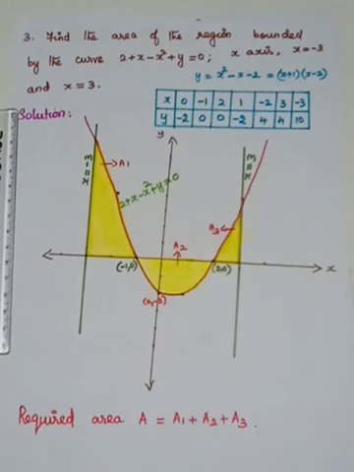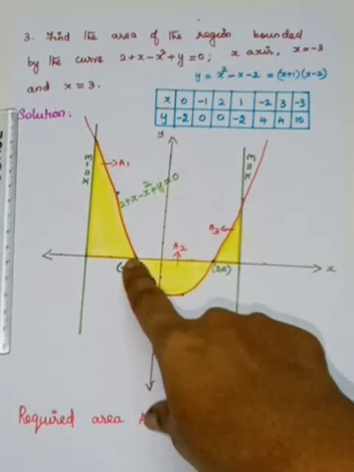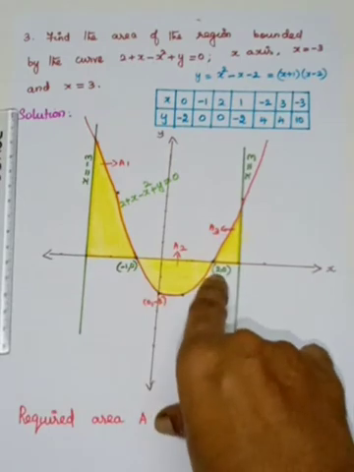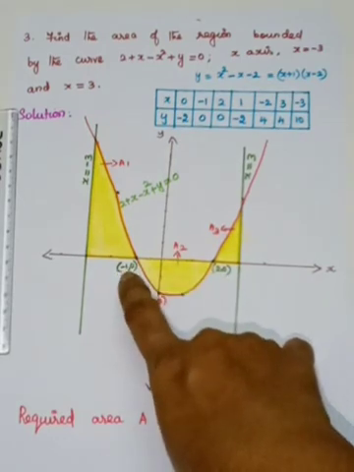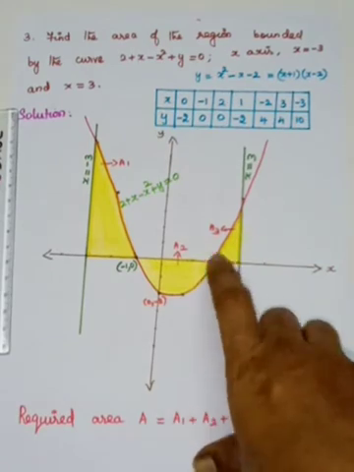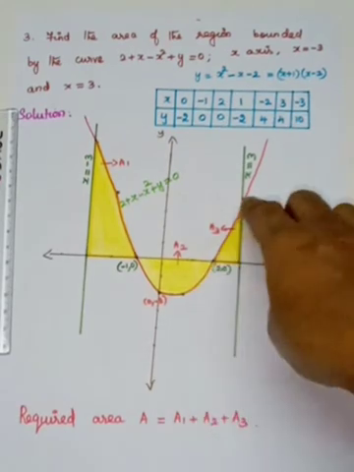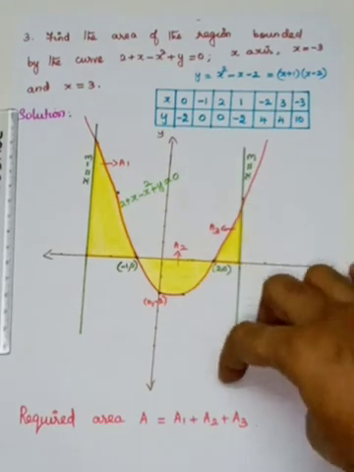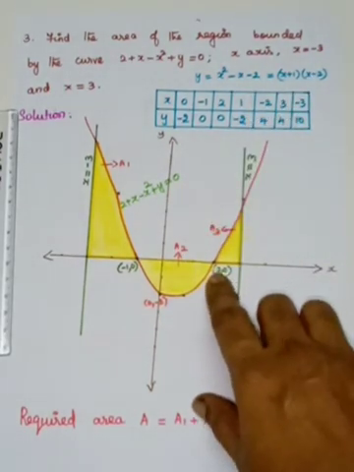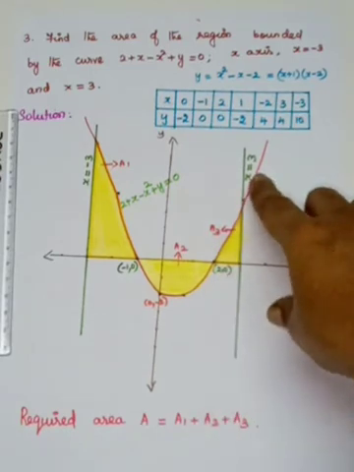And for A2, you see the limit. So from here to here. Here your x value is minus 1. Here your x value is 2. So for A2, the limit is minus 1 to 2. Okay. And for A3, it is from 2 to 3. So it is up to x equal to 3 you need it. So the lower limit is x equal to 2 and the upper limit is x is equal to 3.